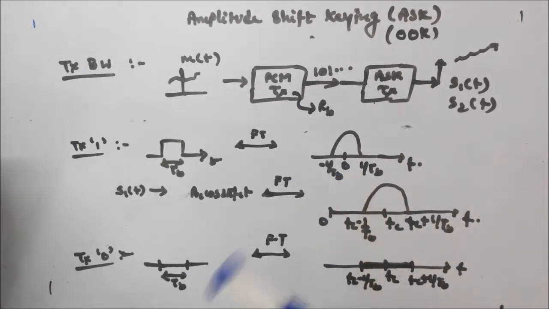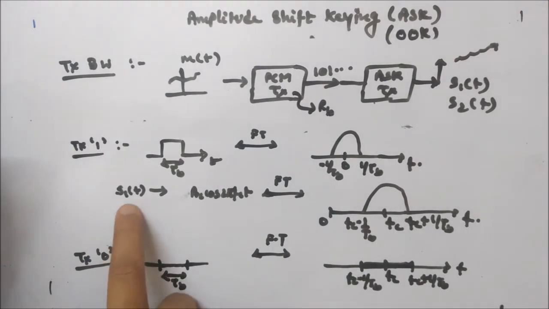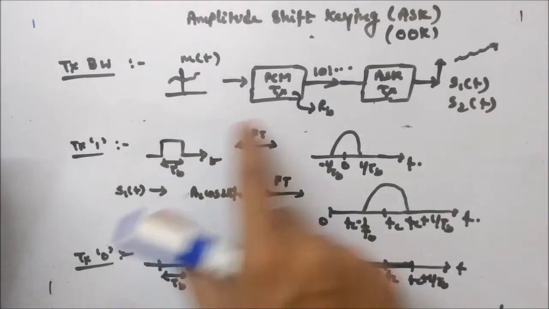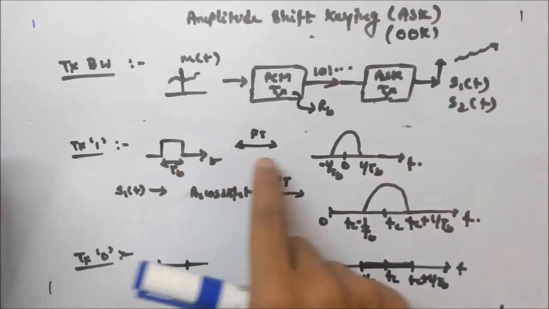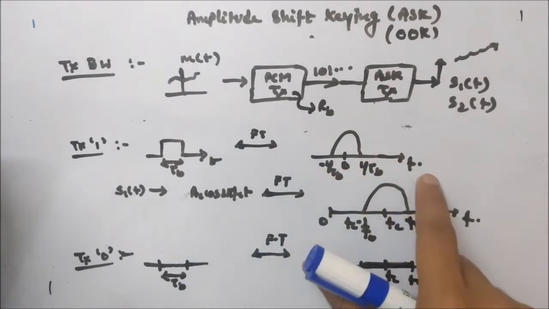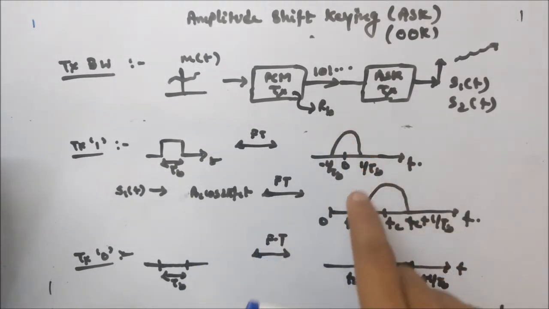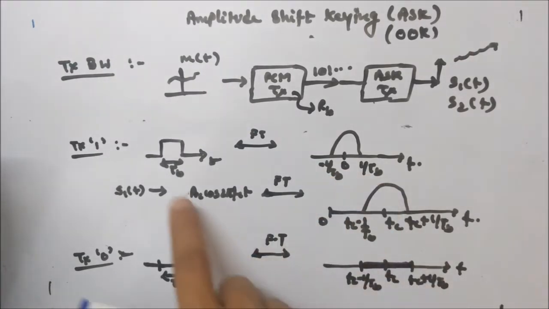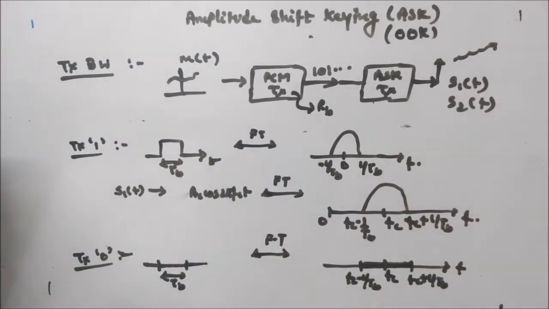Okay, so I've only taken the main lobe part. Now if you send S1(t), this is your bit 1, and the Fourier transform of this is like this. This is the frequency axis, this is the sinc, and this is the rect: 1 by TB, minus 1 by TB, and the width is TB.